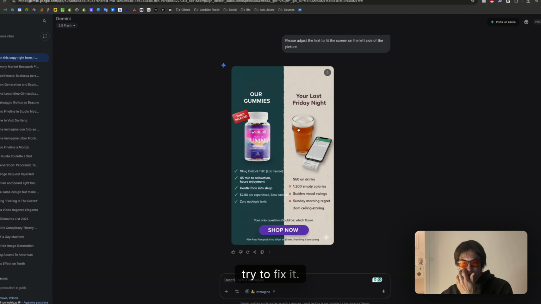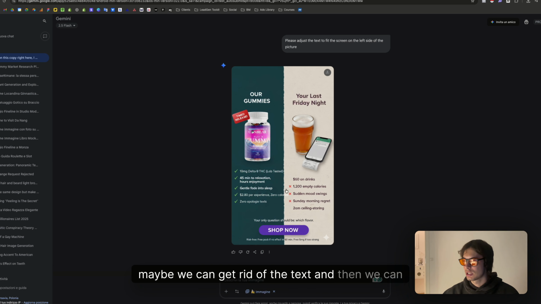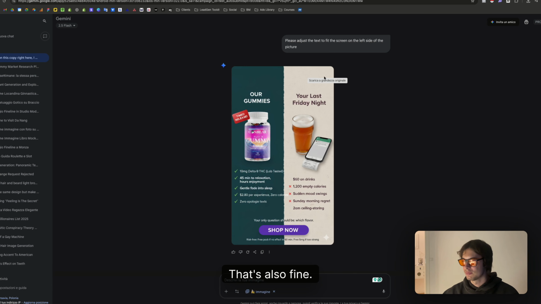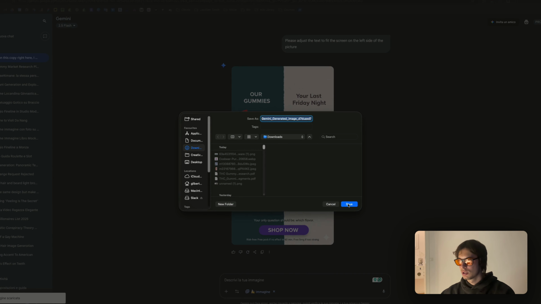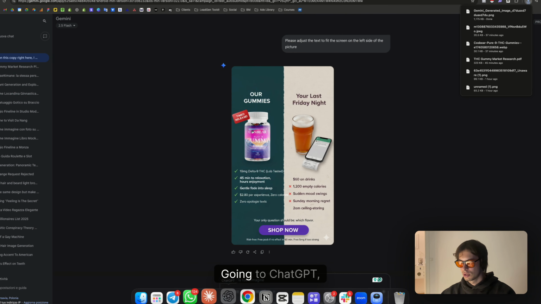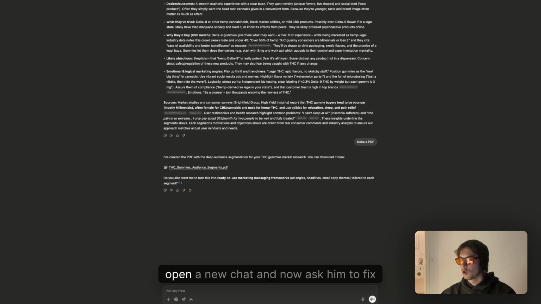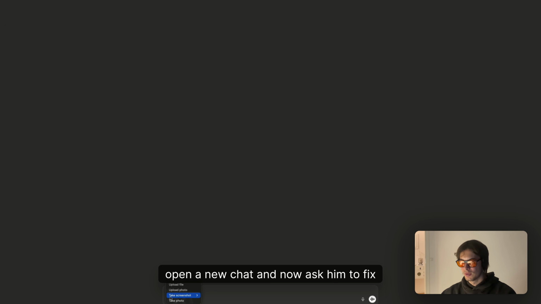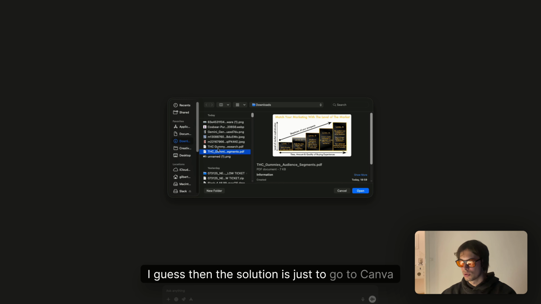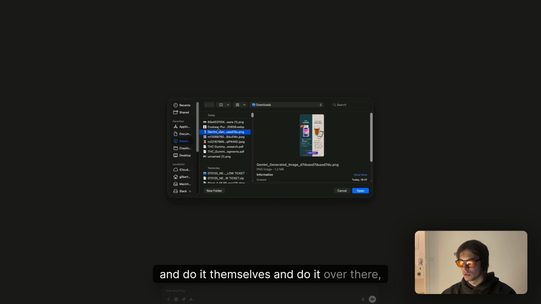go into Canva, try to fix it, you know, maybe we can get rid of the text and then we can just place the text ourselves. That's also fine. And then we can also get rid of the little Gemini logo with Canva. Or let me actually see what we can do perhaps. I'm going to load this into ChatGPT, open a new chat, and now ask him to fix the text. Let's see if he's gonna do it. And if he doesn't, I guess then the solution is just to go to Canva and do it ourselves over there, which is also fine.